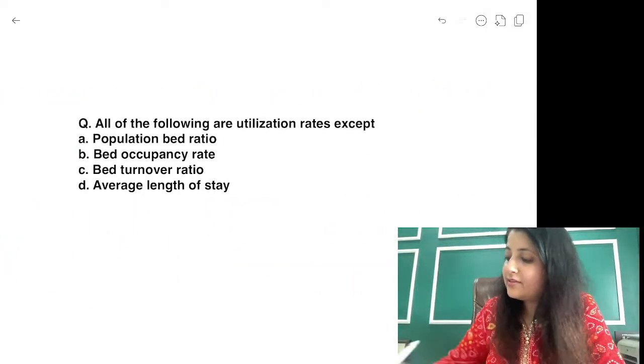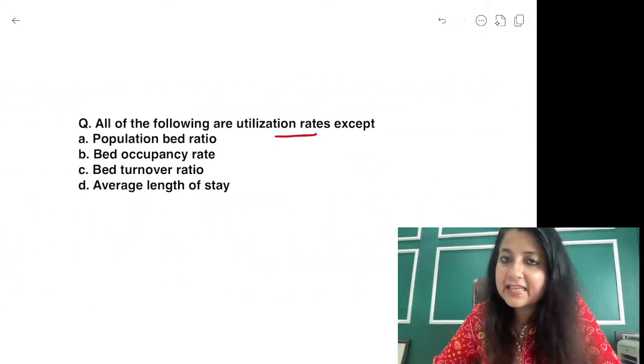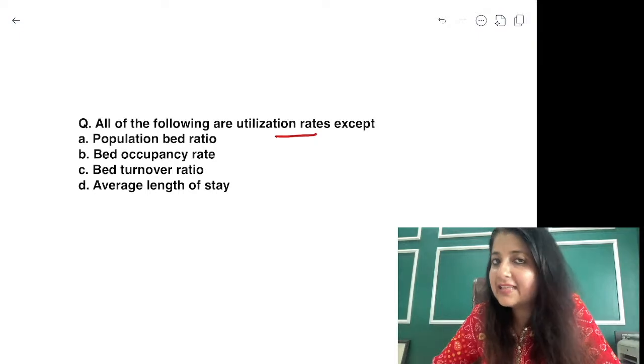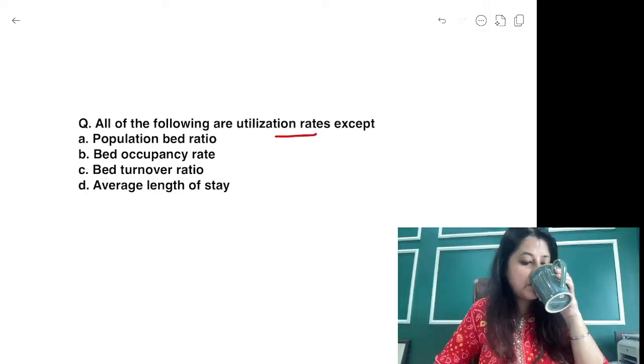Alright, last couple of questions. All of the following are utilization rates except: health utilization indicator and healthcare delivery indicator. What is the answer to this?